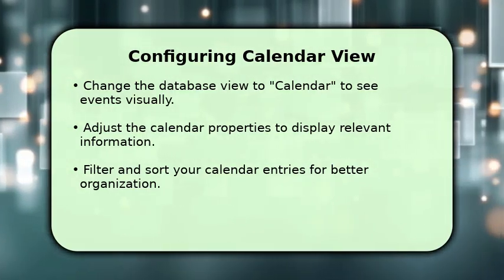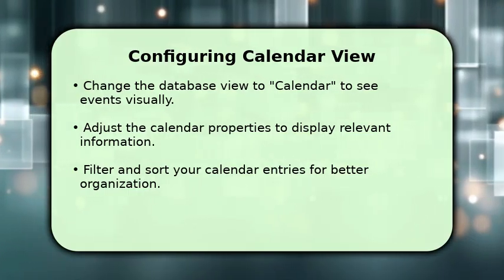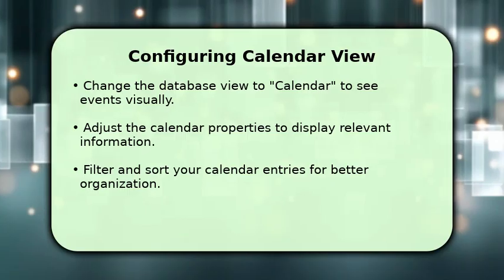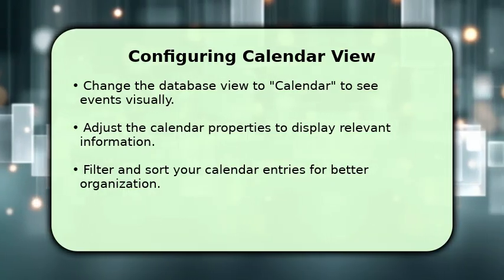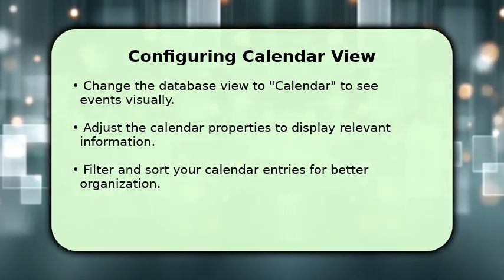Next, adjust the calendar properties to display the most relevant information directly on your calendar cards, such as the event name or category. Don't forget to use the filter and sort options to organize your entries, perhaps by date or category, for optimal clarity.